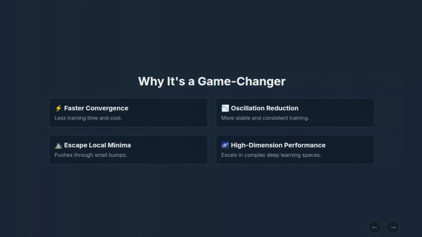Advantage 3, better escape from shallow local minima. The accumulated momentum helps push through small bumps in the loss landscape. This is especially important in complex neural network optimization, where local minima are everywhere. Advantage 4, superior performance in high-dimensional spaces, which is exactly what we deal with in deep learning.